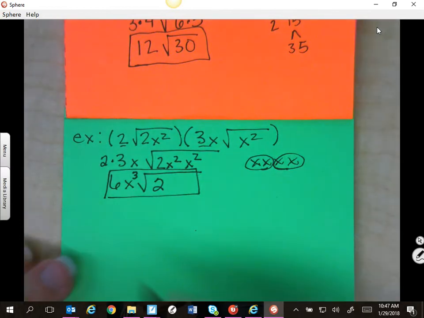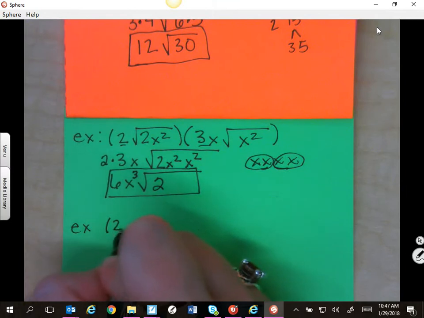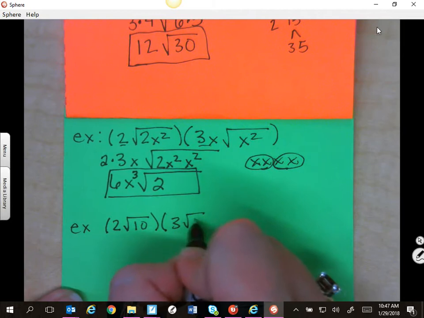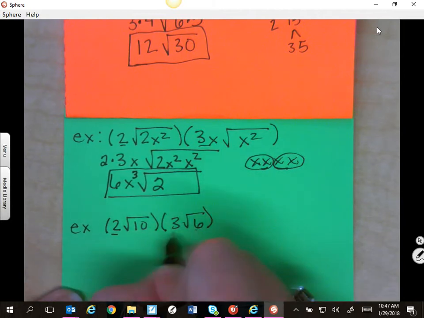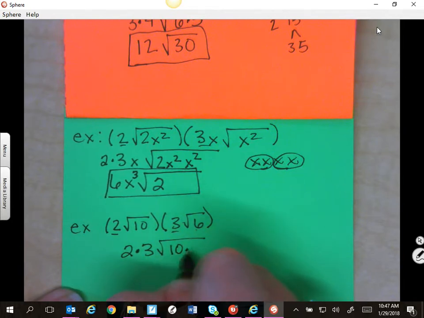We can try another one of these. We'll say 2 times the square root of 10 and 3 times the square root of 6. So again, coefficient times coefficient, radicand times radicand, so 6 on the square root of 60.